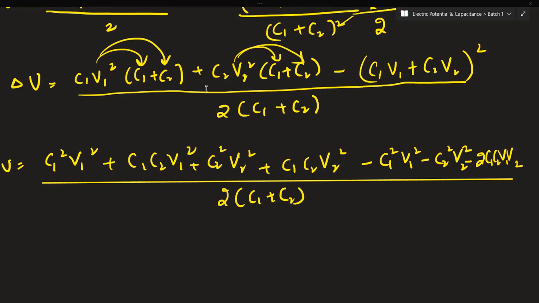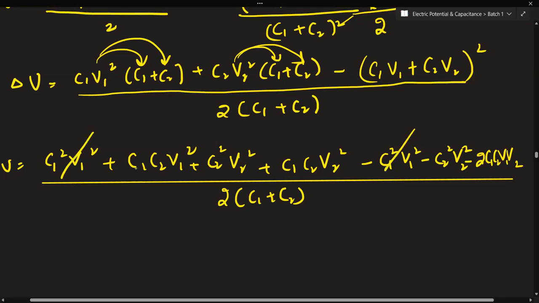Yes, C1 square V1 square will cancel. Exactly, this gets cancelled with this. This also gets cancelled with this. Both these will get cancelled. Now see, if you are able to observe, this is C1 C2 V1 square plus C1 C2 V2 square minus 2 C1 C2 V1 V2. So all these four terms have been cancelled.